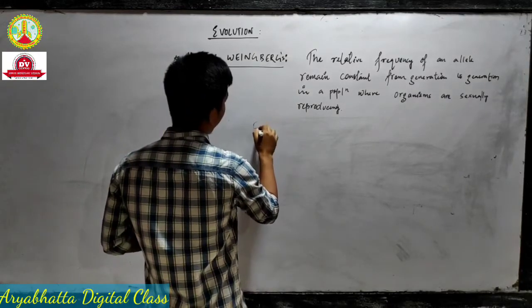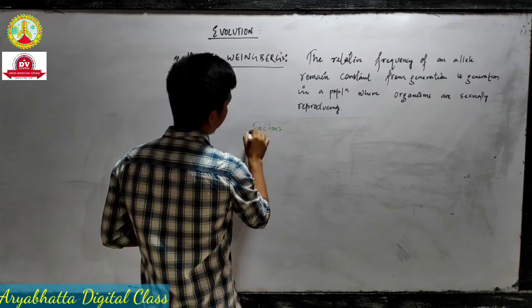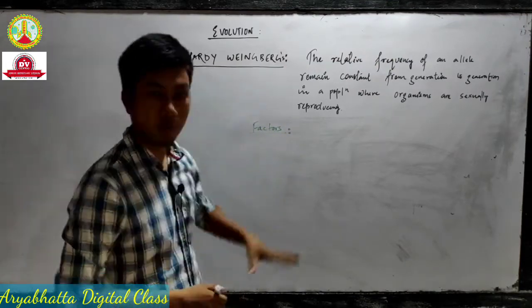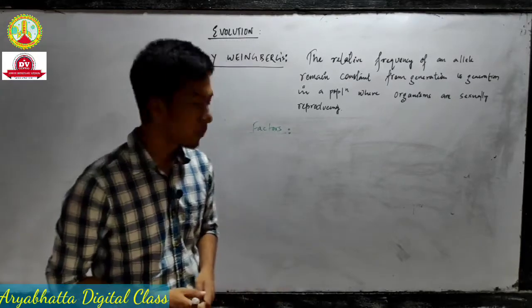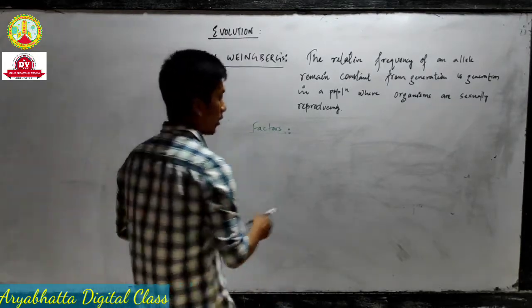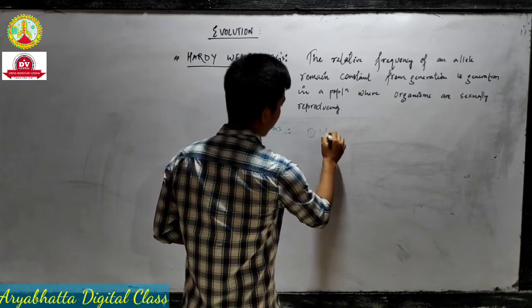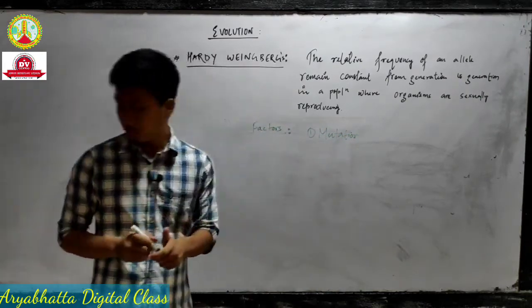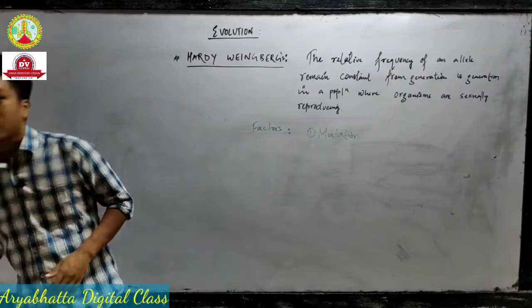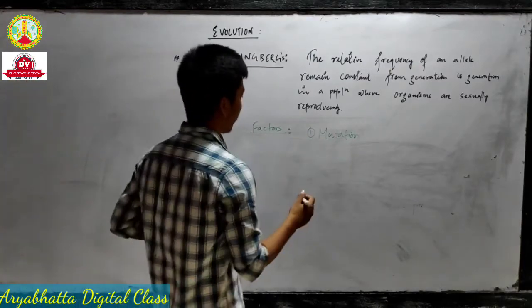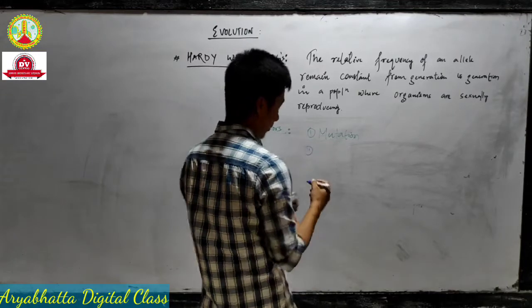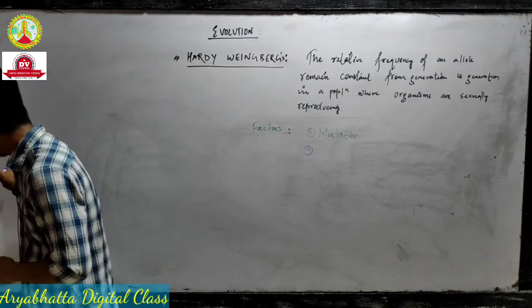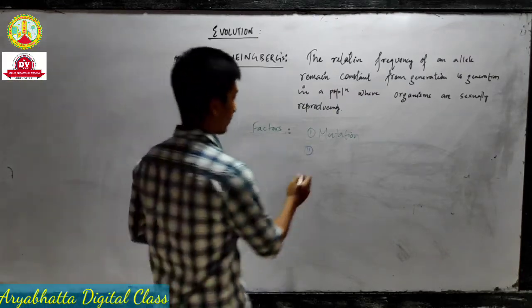So factors that affect Hardy-Weinberg's equation. Number 1, mutation. Finish. Let's take blue. Number 2.